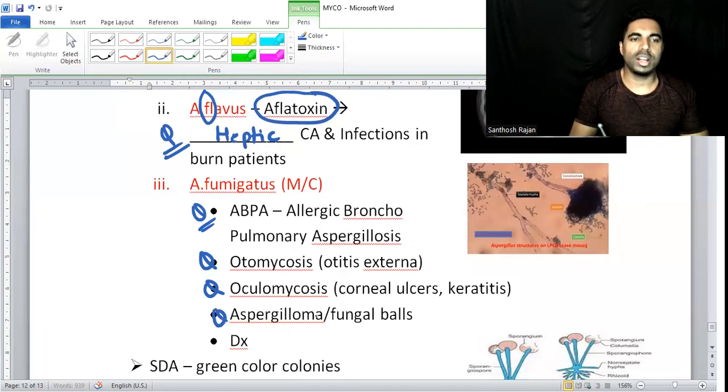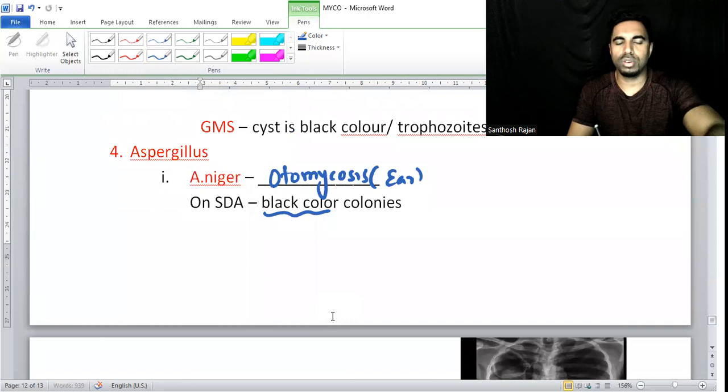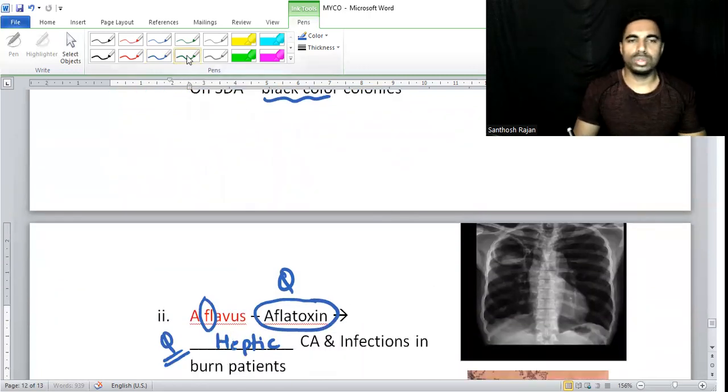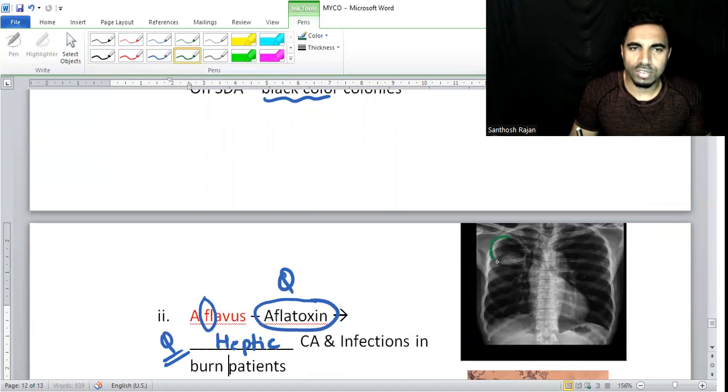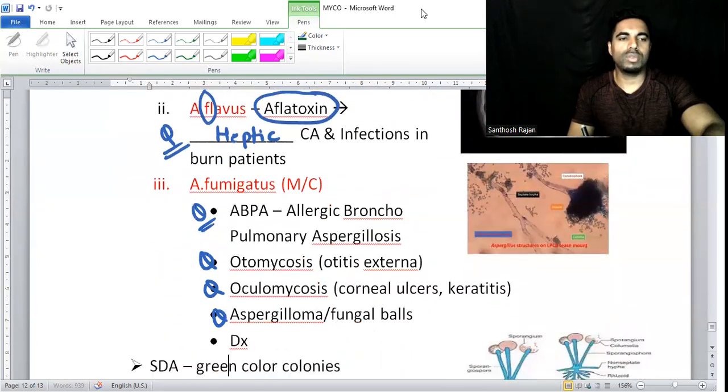And aspergilloma, the fungal ball. See in this picture. This question can be asked from a radiological point of view or in medicine also. The patient has been exposed to this fungus, and you identify what it is. This is the ball, aspergilloma or fungal ball. This question was asked many times.